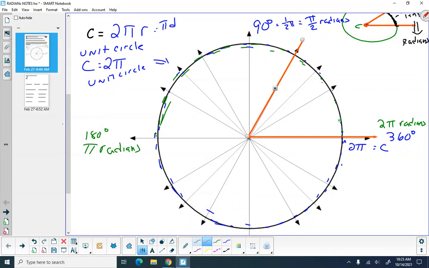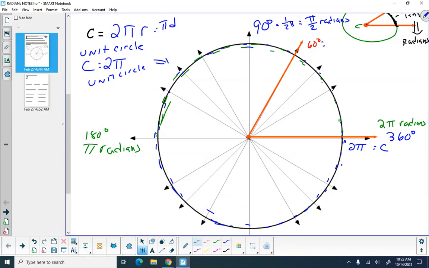What if we rotated 60 degrees? How many radians would be 60 degrees? Well, if I go the entire circle, that's 2 pi, 360 degrees, that's 2 pi radians. I go half of that, 180 degrees, that was pi radians. If I go 90 degrees, that was half pi radians or pi over 2 radians. What would be 60 degrees? Owen?